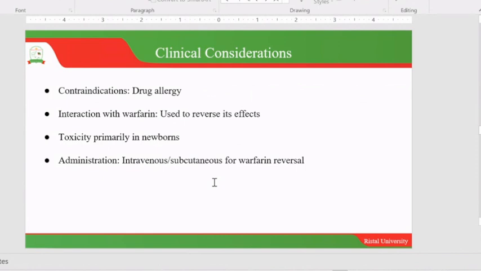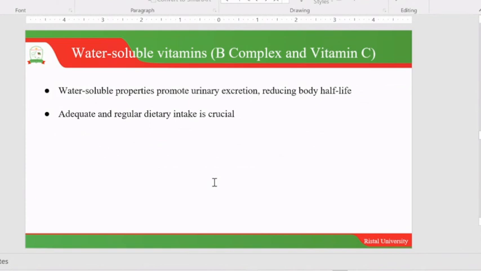We are saying the toxicity is primarily in newborns of this vitamin K, and also it can be administered through intravenous, subcutaneous, and also for reversal of warfarin. Water-soluble vitamins and B.